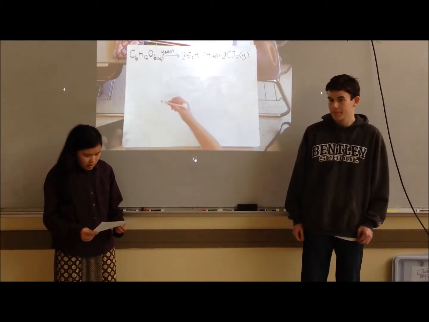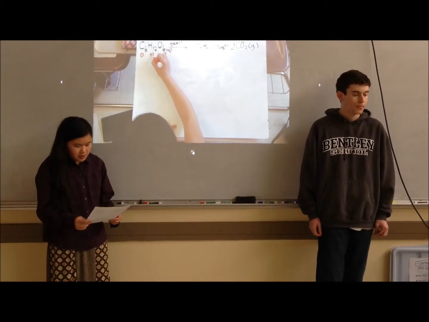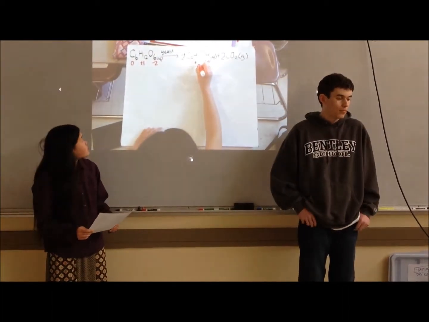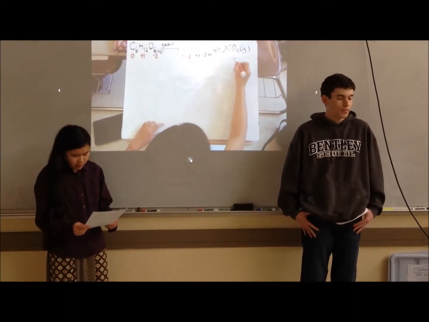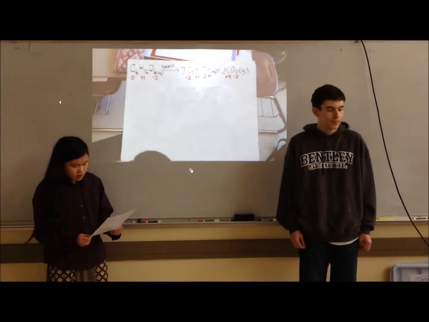Alright, so let's add some oxidation states. Oxygen is -2, hydrogen is +1, and carbon is 0. In ethanol, the carbon partially gains 2 electrons. In CO2, 4 of its electrons mostly surround the 2 oxygens. So what does this mean?